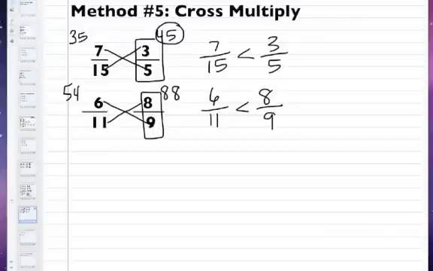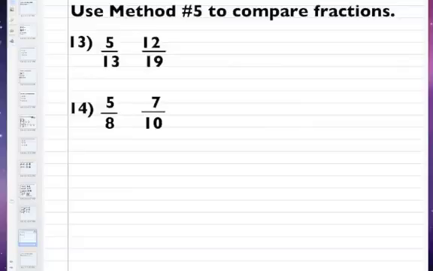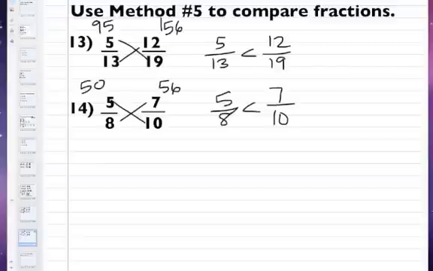All right, we want you to try this method by solving problems 13 and 14. Use the cross products to do it, and use greater than, less than, or equals to, and press play when you're ready to check your work.